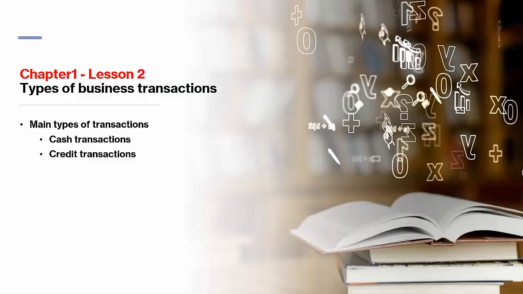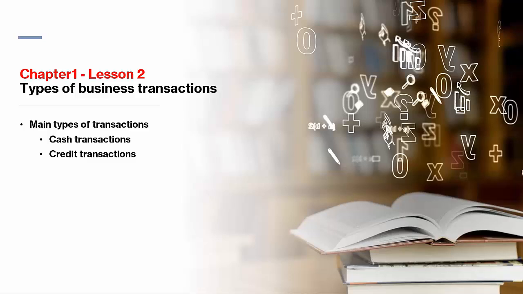According to BPP, the main types of transactions are cash transactions and credit transactions. These two categories cover how money flows in and out of a business. Cash transactions involve immediate payment, while credit transactions involve a delay or a gap in time between the transaction and the payment. Now let's explore these types in more detail and see how they apply to sales, purchases, and other important business transactions.